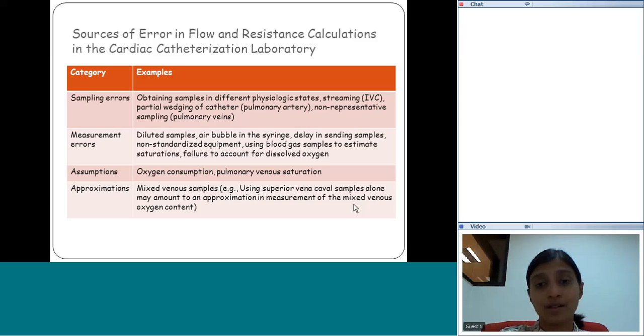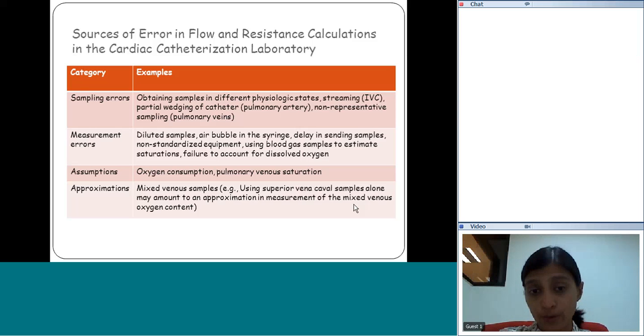Okay. Now, when you're taking pulmonary artery saturations, make sure that the catheter is not wedged. Otherwise, you'll be sampling much more oxygenated blood. So all these sampling errors can happen. Then make sure that the sample is not diluted. You shouldn't have flush along with it. You should take a good discard and then take your sample. Then make sure there isn't an air bubble in the syringe. If there is an air bubble, make sure you remove the air bubble before you actually analyze.